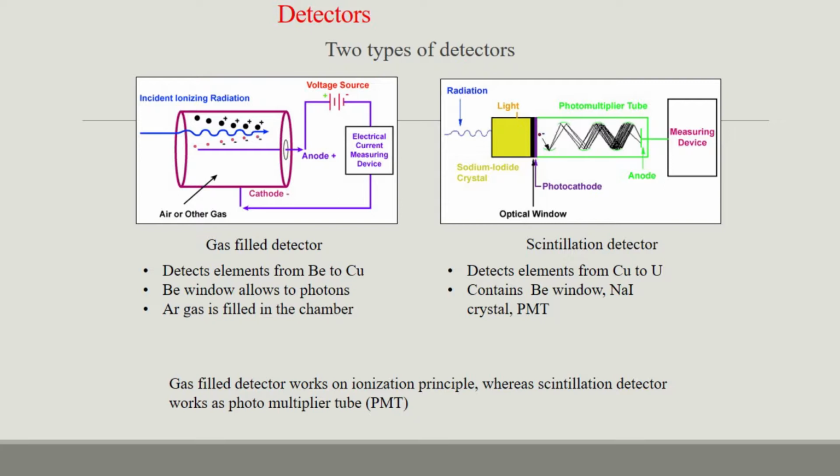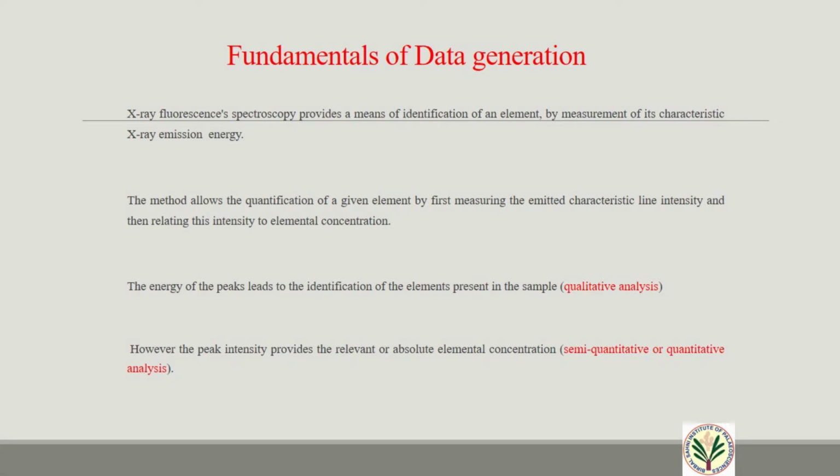The gas field detector works on the ionization principle, whereas the scintillation detector works with a photomultiplier tube. Now the fundamentals of data generation. X-ray fluorescence spectroscopy provides a means of identifying an element by measuring its characteristic X-ray emission energy.